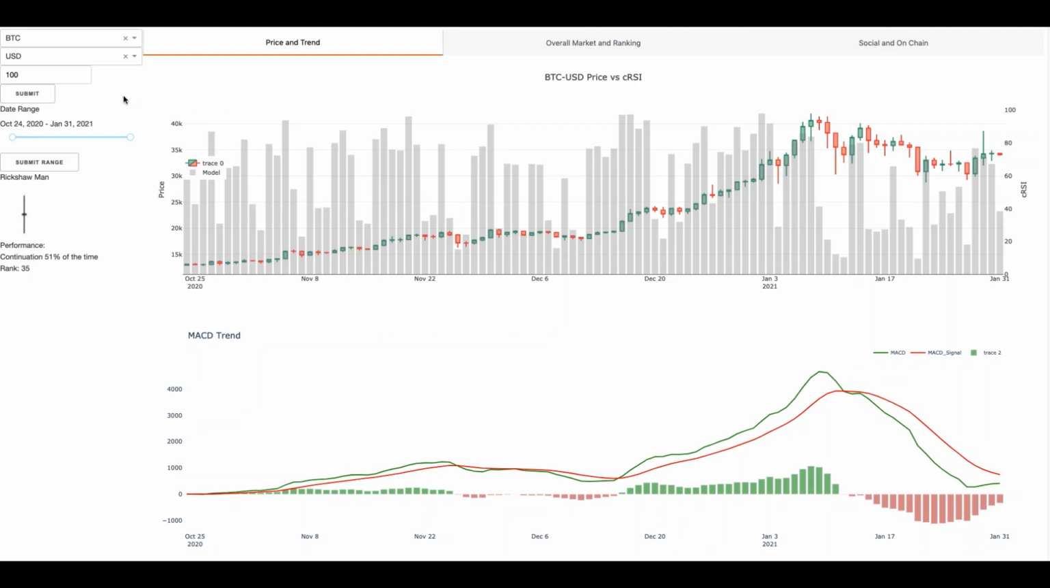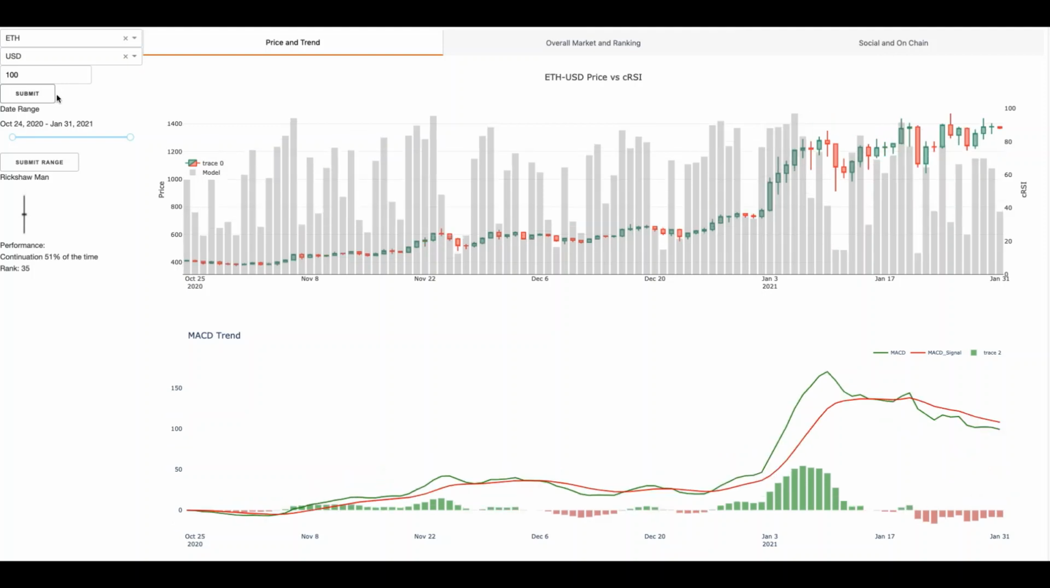On the left hand side, we have the controllers here. The first controller is the target currency we want to check, and by default it is starting with BTC. And let's select Ethereum, and we can see it against USD, BTC and Ethereum for any currency. And the third one is the lookback days. So let's get the last 100 days for Ethereum. It is loading and it is loaded.